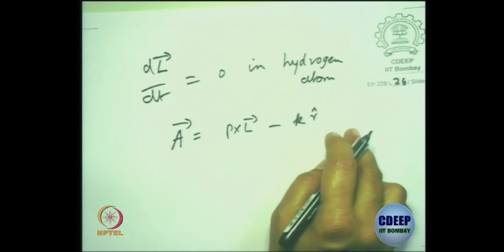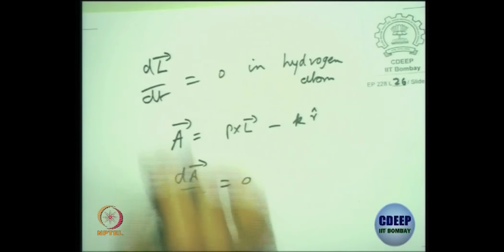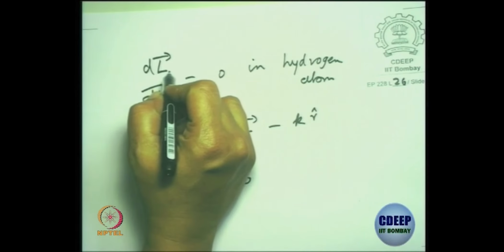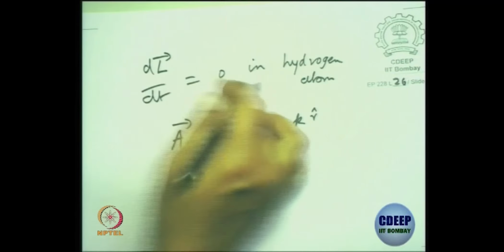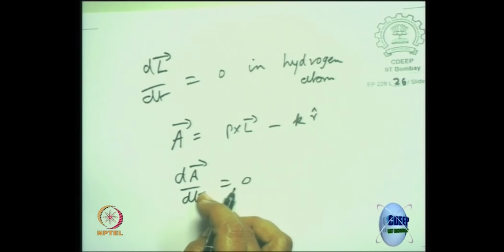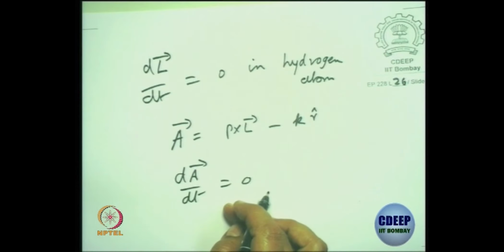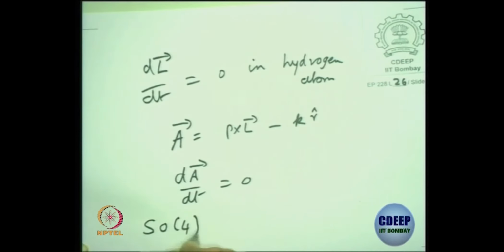Is this also conserved? In classical mechanics, I'm sure you would have done this in Kepler's law, so dA by dt is also conserved. If I want to put all the 6 together, there are 3 which are conserved here, and there are 3 more which are conserved. If I want to put all of them together, I need to go to SO4.